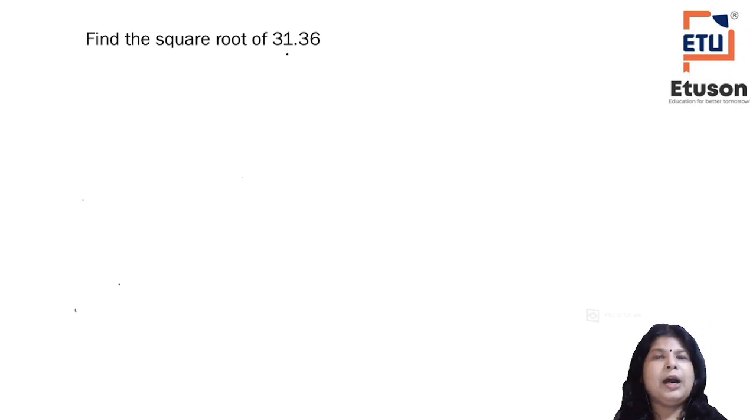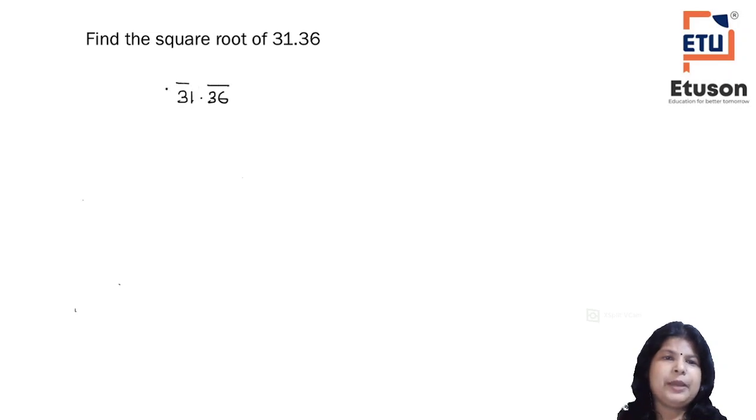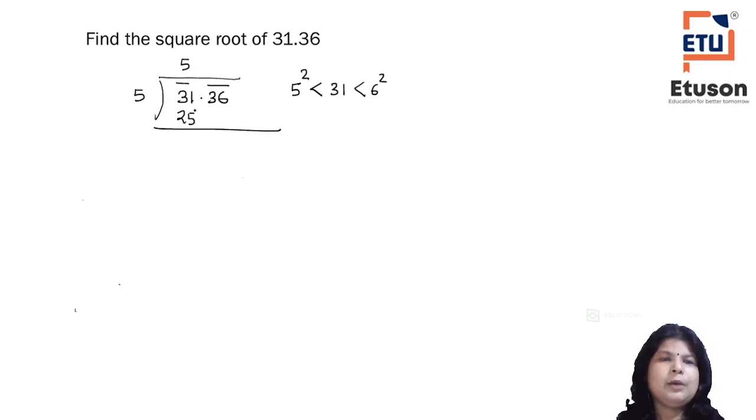So now let us take one more example. Right. So you have 31.36. Okay. So let us pair it as usual. Now you can see 5 square is less than 31 whereas 6 square is more than 31. So you have to take 5 here. 5 into 5, 25. 31 minus 25 is 6. Take down this 36 because it is after the decimal point. Put the decimal point here.